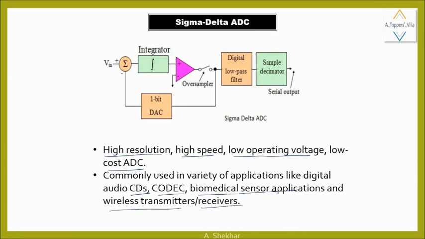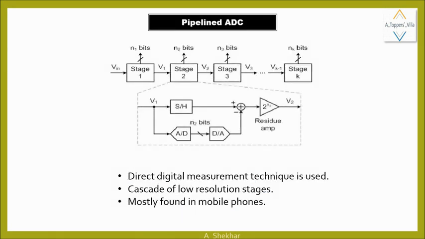Now one more important type of ADC is pipeline ADC. Here multiple low resolution stages are cascaded and the direct digital measurement technique is used for its operation, and these are mostly found in smartphones, in mobile phones nowadays.